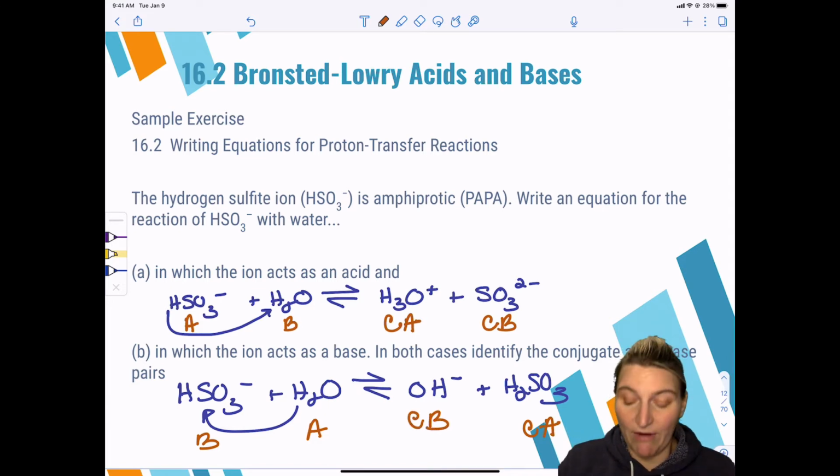And then look at the reverse reaction. Does the conjugate acid act as an acid? Does it donate a proton? And it does.